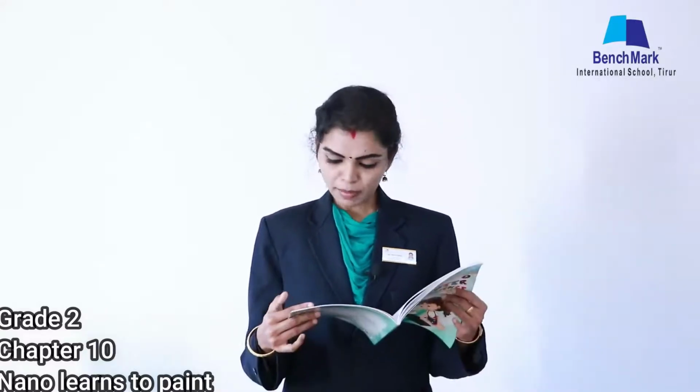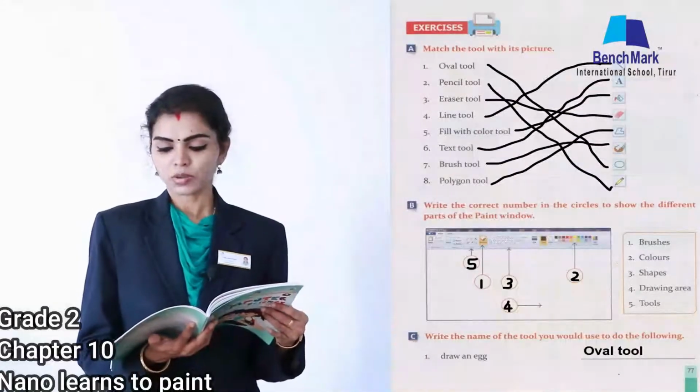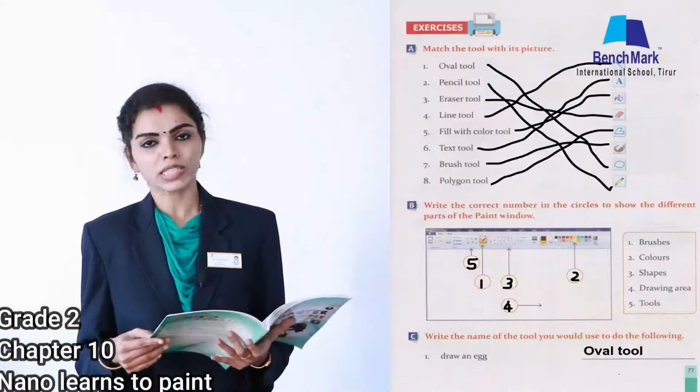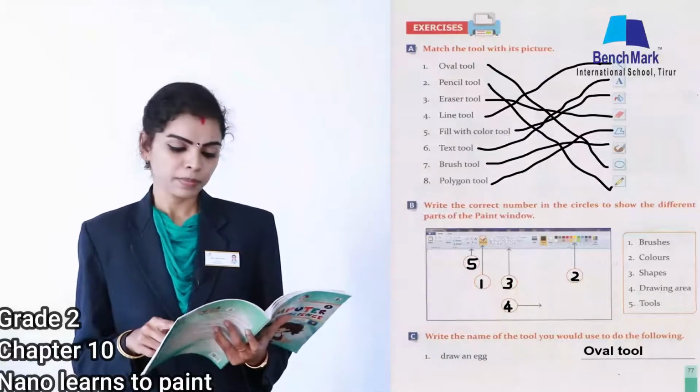Now we will move on to the book back exercise that we have. So please take page number 77. Match the tool with its picture. So first one is oval tool. For drawing oval, which tool we use? We use circle. So you need to just match oval to the circle tool.